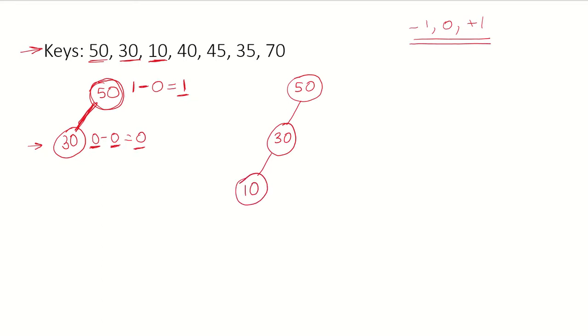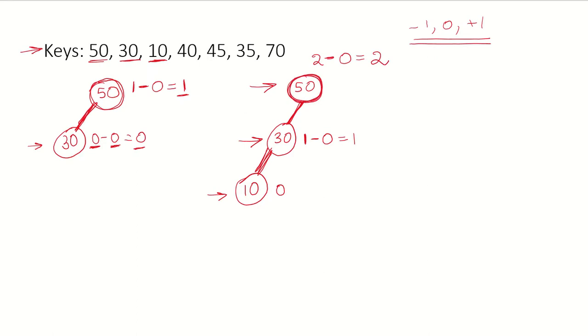10. Now let us compute the balance factor. For this node, since this is a leaf node, it will be 0 minus 0, balance factor is 0. For this node, left subtree height is 1, right subtree height is 0 because it is empty, so 1. For this node, height of left subtree is 2, and height of right subtree is 0 because it is empty, so it is 2.